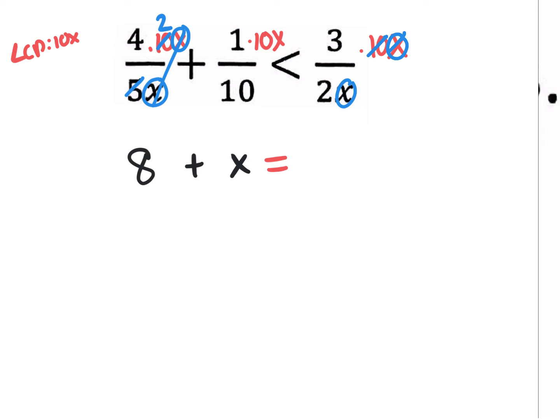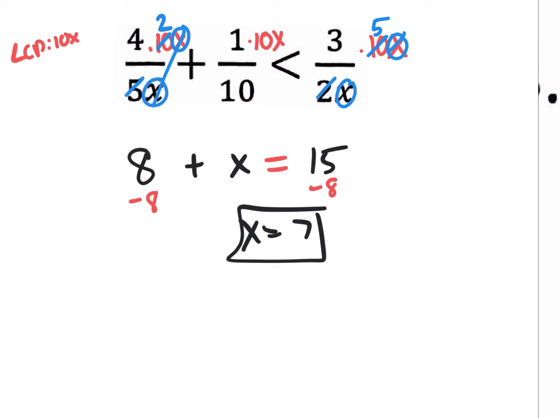And the 10 and the 2 will cancel out. I have a 5 left over. So what are you going to have left on the right side? 3 times 5 is 15. Final step will be to subtract 8. Subtract 8. Answer is x equals 7. Okay, so we got one answer to the inequality.